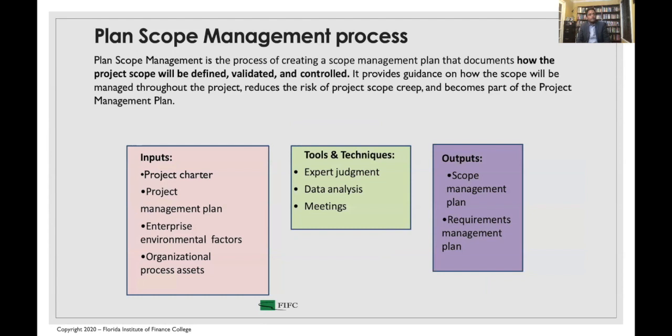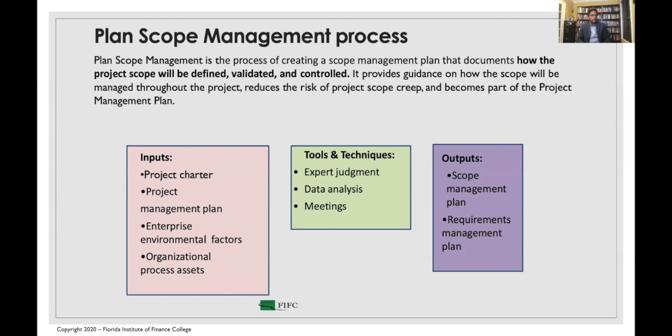Plan scope management is the process of creating a scope management plan that documents how the project scope will be defined, validated, and controlled. It also provides guidance on how the scope will be managed throughout the project, because this is like a living document. You're not going to finish everything at the beginning, even though the majority of the scope is developed and captured at the beginning. But as you move on, things may change, requirements may vary. So this is the process you can use to plan.